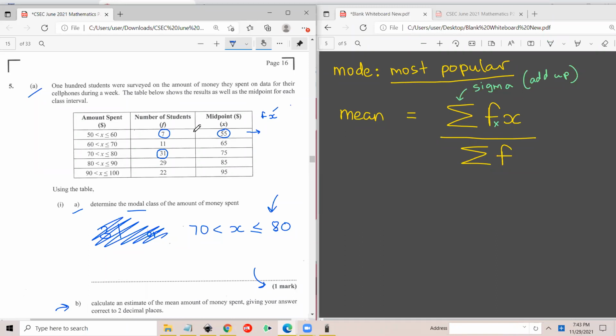Take F and multiply it by the corresponding X value. 7 by 55, and I get 385. You think you could do the rest for me? You're taking 11 and multiplying it by its corresponding X value, and it goes straight down the line here.